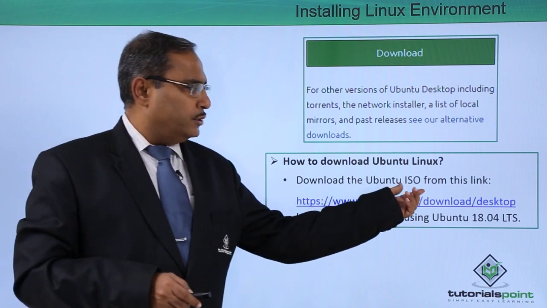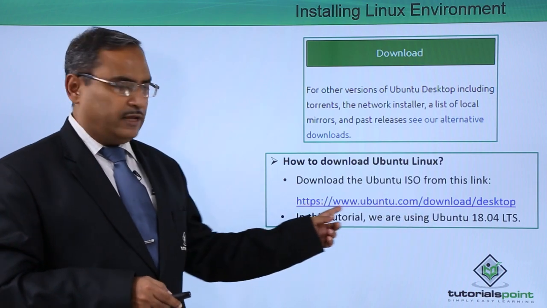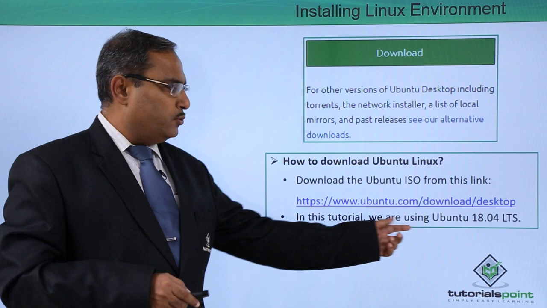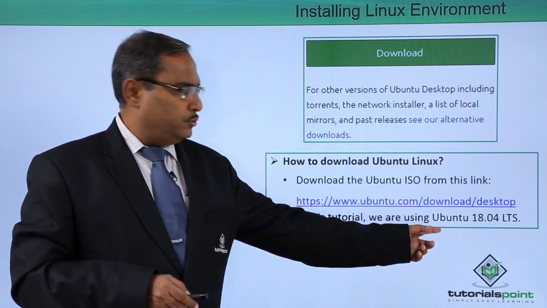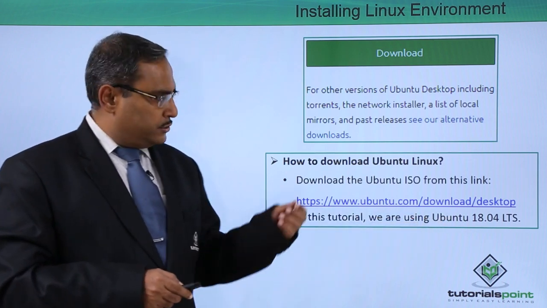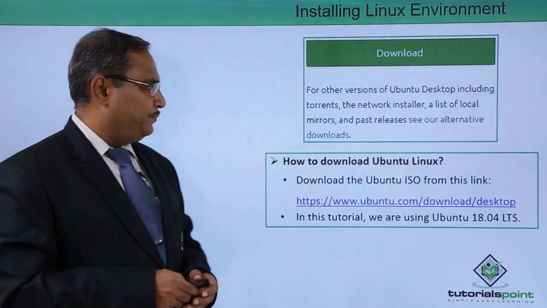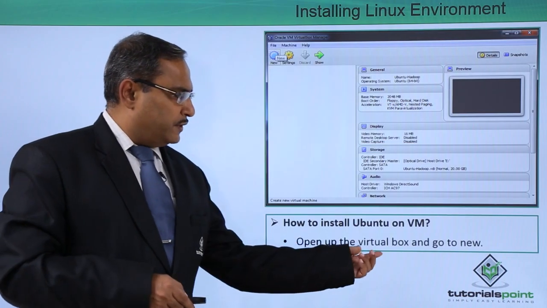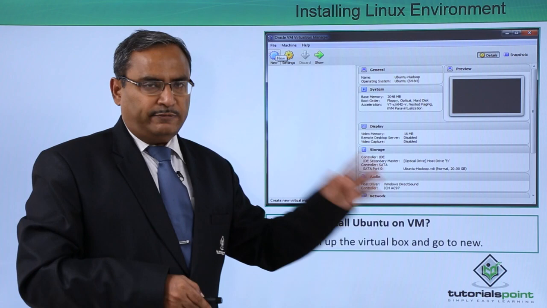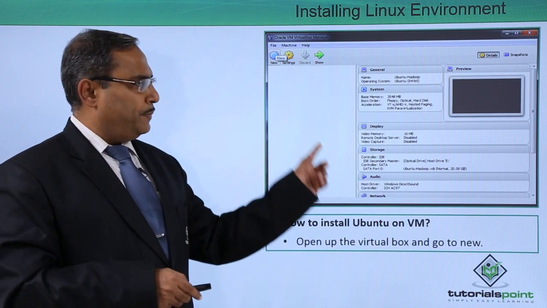Download the Ubuntu ISO from this link. So the link has been given. And in this tutorial, we are using this version of Ubuntu, that is 18.04 LTS. Open up the VirtualBox and go to New. After completion of the download, just open the VirtualBox.